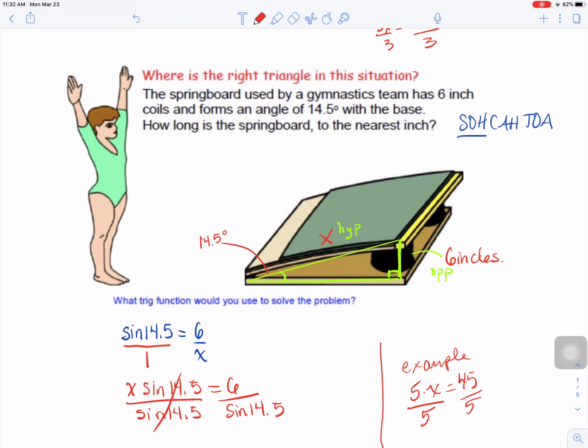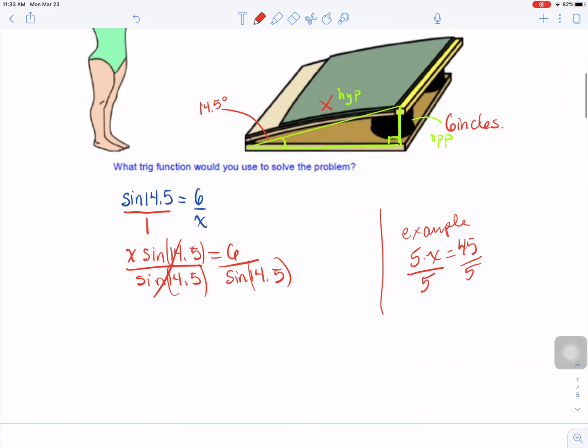Okay, come back to the left side now. What's with the x? Sine of 14.5. They go together. Remember those parentheses inside the calculator, right? So the sine of 14.5 is being multiplied by x. To undo that multiplication, you're going to divide by it, okay? The rest is calculator work to find x.